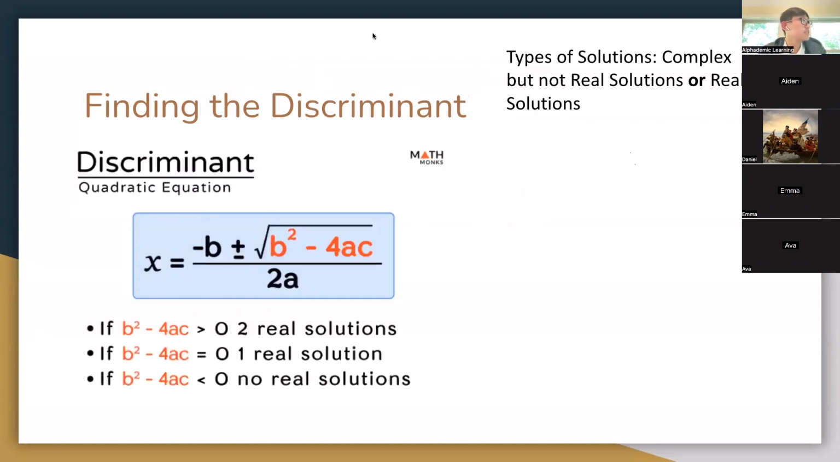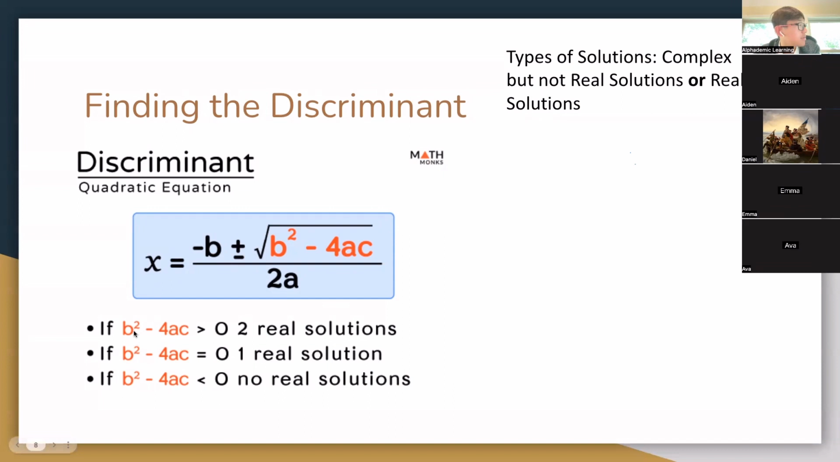So now I'm going to talk about finding the discriminant. The discriminant is the b squared minus 4ac in the quadratic formula. That is what it is. It's just a fancy way to say it. And these are just some things to know.